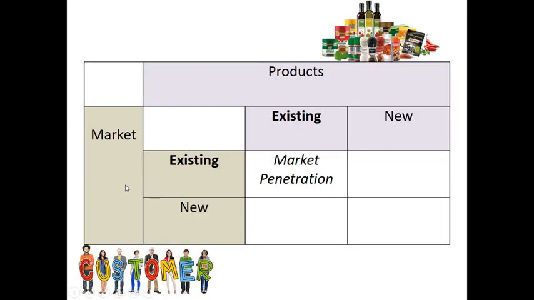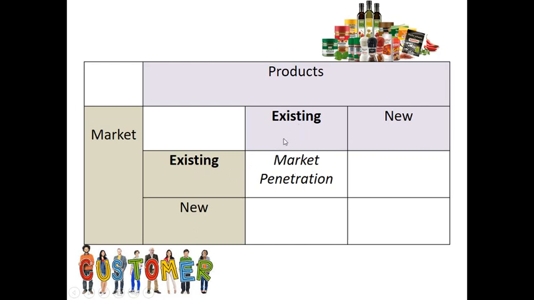So this is what the matrix looks like. On one axis we have products, and very simply a business can either sell their existing products or they can choose to sell new products. And we've got the market, the customers a business is targeting. The business can either target existing customers or it can target new customers.